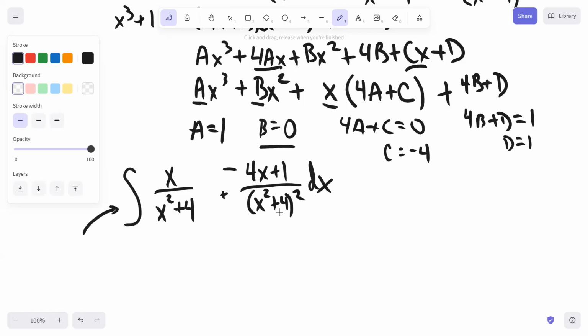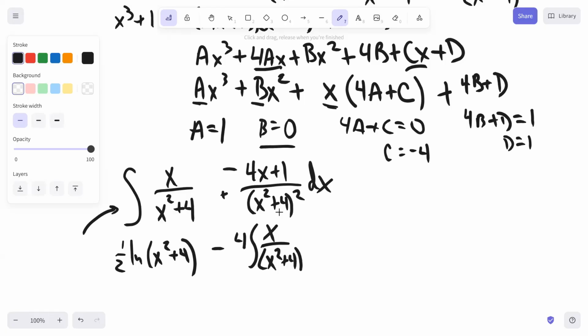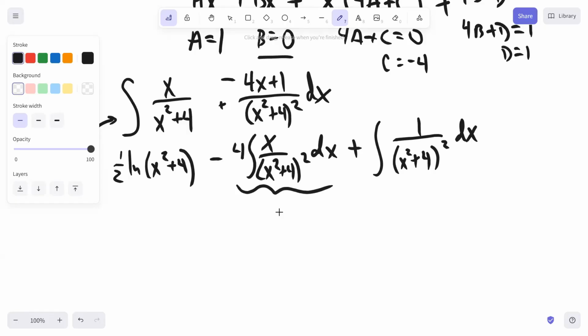This first integral is pretty straightforward. That's just going to be 1/2 natural log of x squared plus 4. The second one, we're going to go ahead and split apart and write as negative 4 times the integral of x over (x squared plus 4) quantity squared dx, plus the integral of 1 over (x squared plus 4) quantity squared dx.